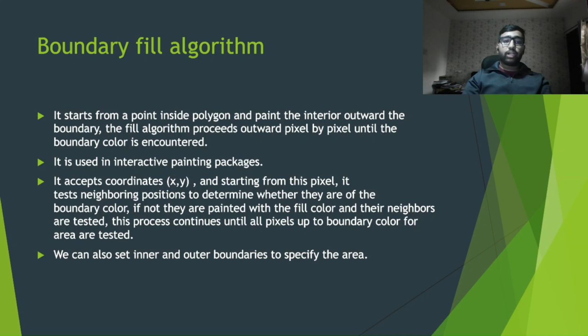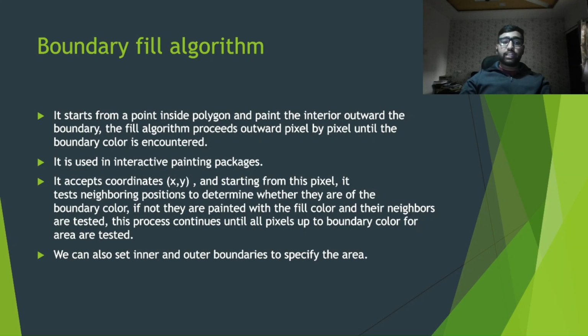It starts from a point inside the polygon and paints the interior outward to the boundary, and the fill algorithm proceeds outward pixel by pixel until the boundary color is encountered. So basically in this algorithm, we start from an arbitrary point inside the area we wish to fill, and then from that point we move outward and fill the area until we encounter the boundary. It is used in interactive painting packages. If you have used Microsoft Paint, then you must have used the bucket fill function, which works on the same principle as this algorithm.